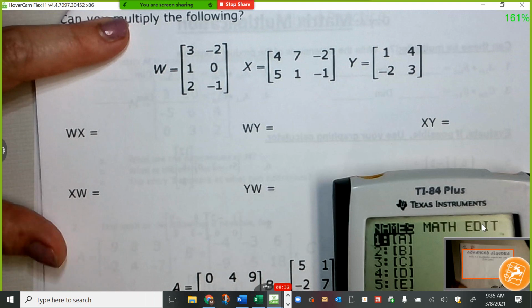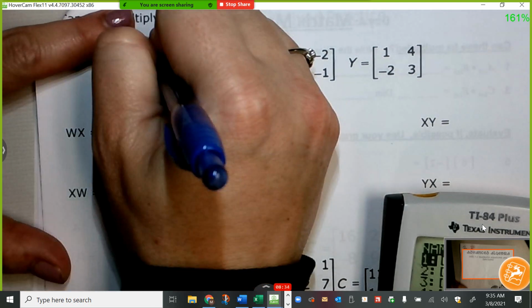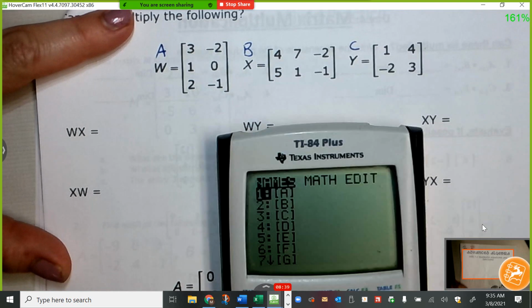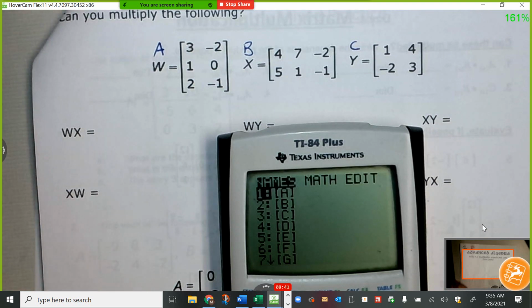So guess what you're going to do? Just write where you type it. We're going to type this in A, B, and C. That way you're not confused on where it is in your calculator, yes? Because we don't have W, X, Y options in our calculator.